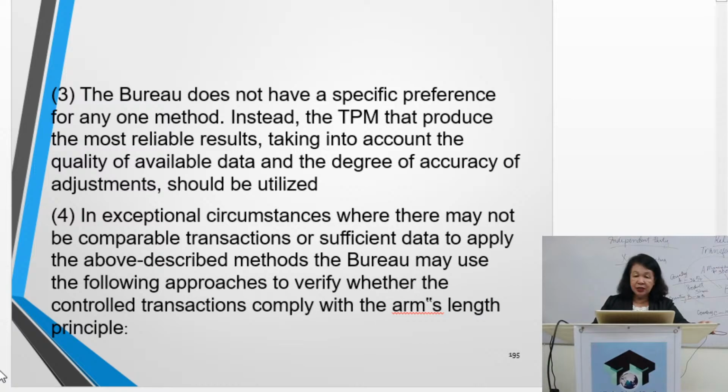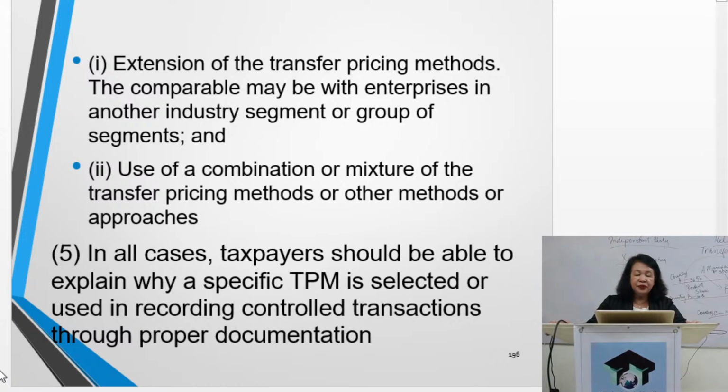Pero dito sa Revenue Memorandum to the 2013 na guidelines, ang sabi niya, anong gagawin mo pag wala talagang comparables? Extension of the transfer pricing methods, the comparable may be with enterprises in another industry segment or group of segments. So, pwede mong i-compare doon sa another industry segment na parang similar din doon sa tested party mo, no? So, use of a combination or mixture of the transfer pricing methods or other methods or approaches. So, depende na yan sa circumstances of the case.